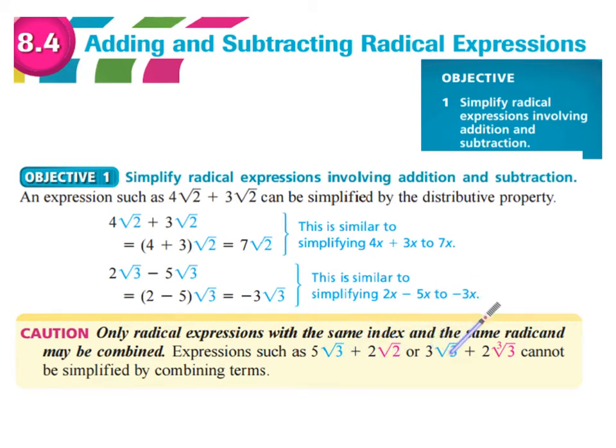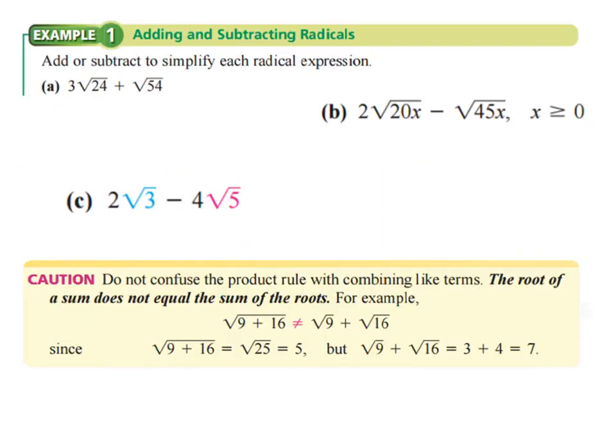Or 3 square roots of 3 plus 2 cube roots of 3. So again, they're both 3 in the radicand, but this is a square root and a cube root. So only radical expressions with the same index and same radicand can be combined using this method.